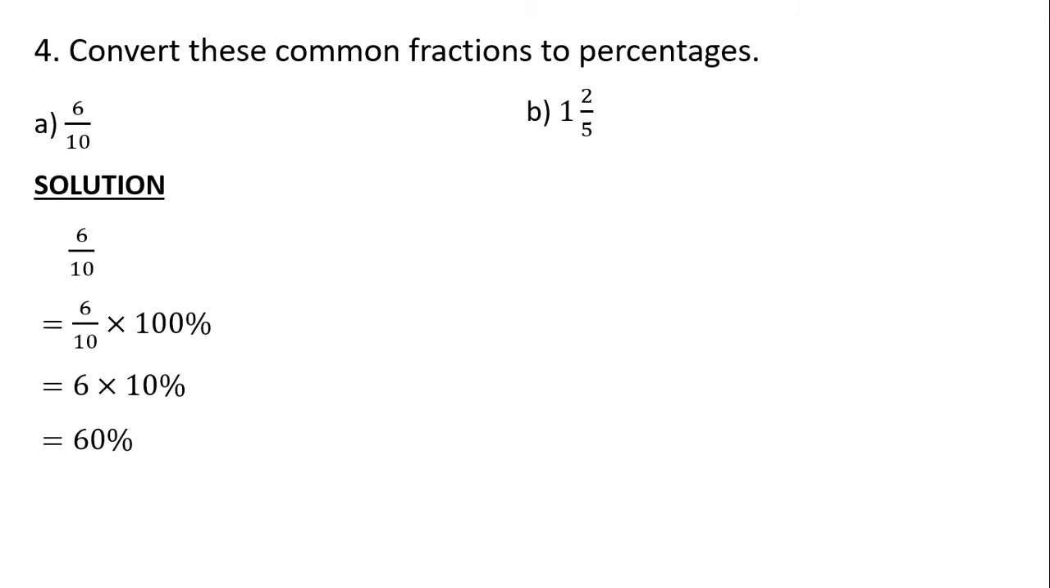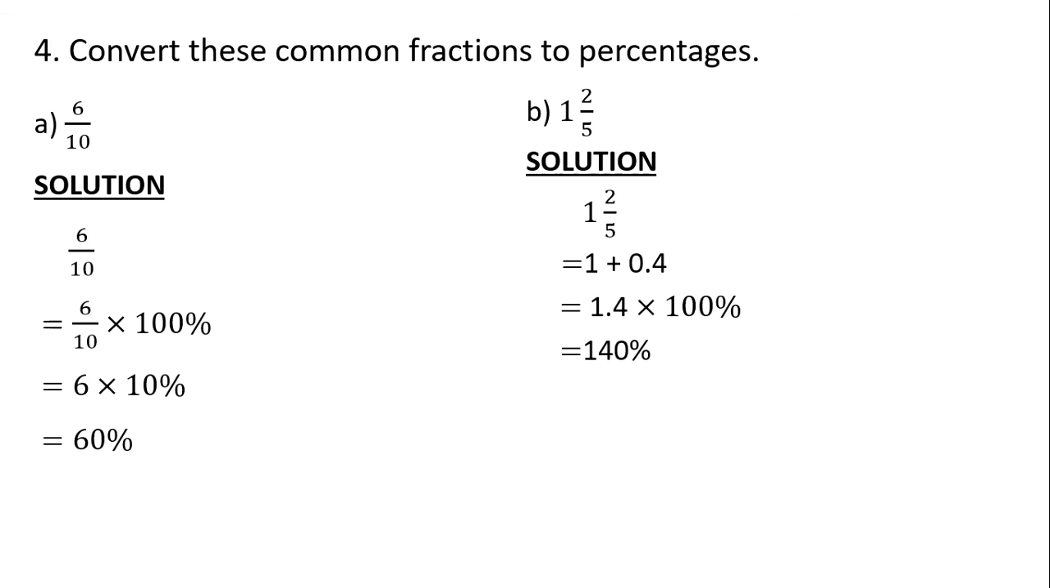We have 1 whole number 2 over 5. Convert that to a percentage. So we want to have a denominator of 100 there. There are different methods you can use, but we are going to change that 2 over 5 into a decimal, which is going to give us 0.4. If I add 1 plus 0.4, I'll get 1.4. I've changed that mixed fraction into a decimal and just multiply it by 100%. So 1.4 times 100% will give us 140%. That is our answer.